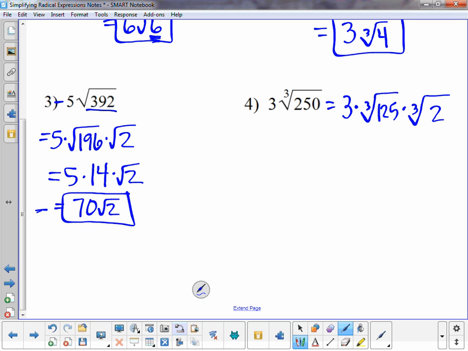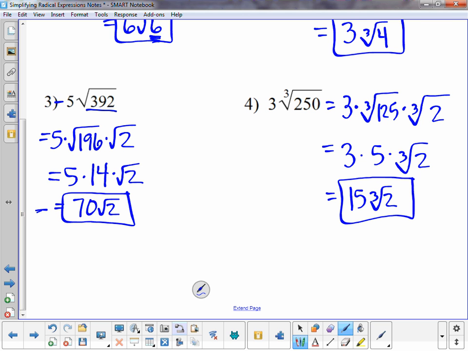Now let's simplify that. So what is the cube root of 125? It is 5, so 3 times 5 times the cube root of 2. And what is 3 times 5? 15 cube roots of 2. And when you get the hang of it, you can skip this step here and just multiply them right here to get your answer, okay? I'm just showing the work.